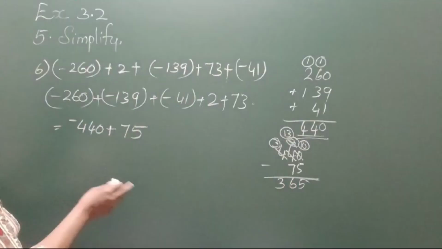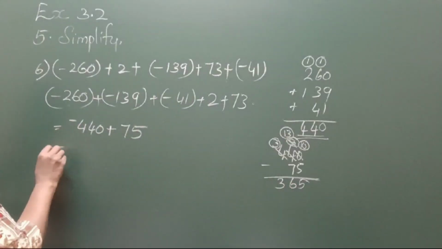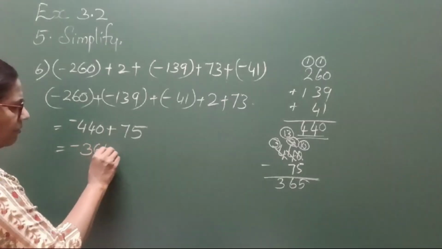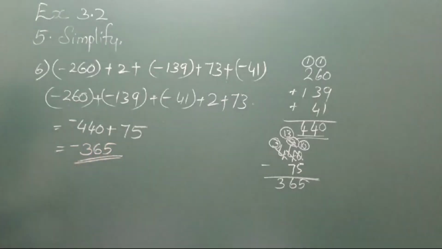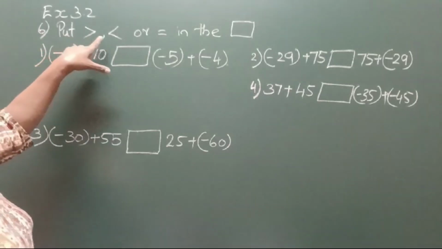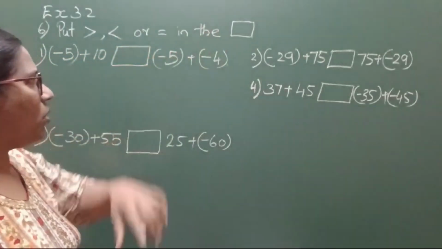365. Now we have to see the greater number's sign, that is negative. So here we'll write minus 365. This is our answer. Our next question is question number 6. Put greater than, lesser than or is equal to in the box.